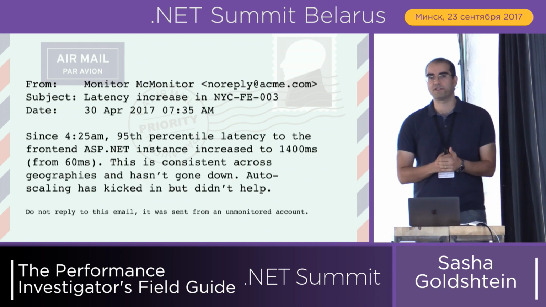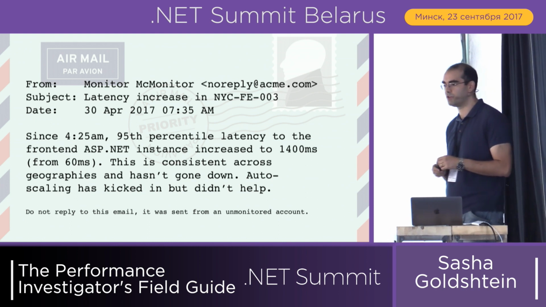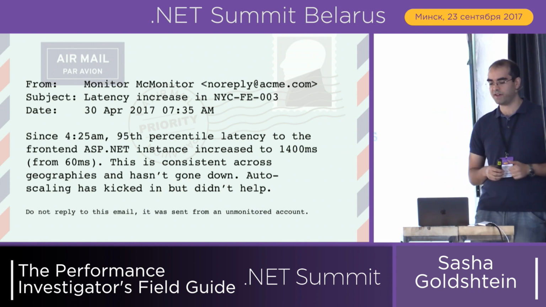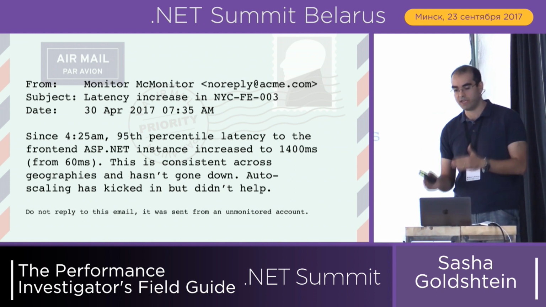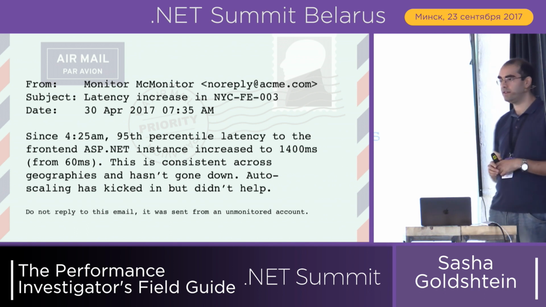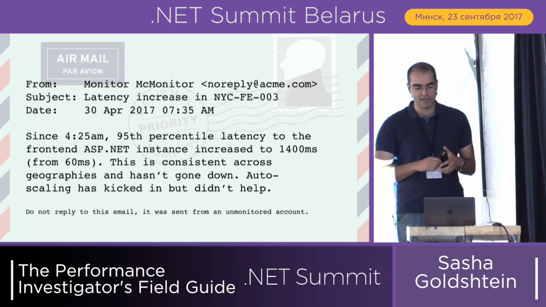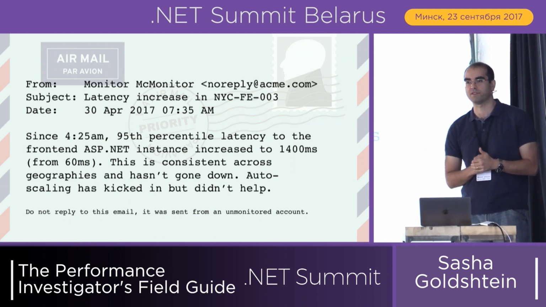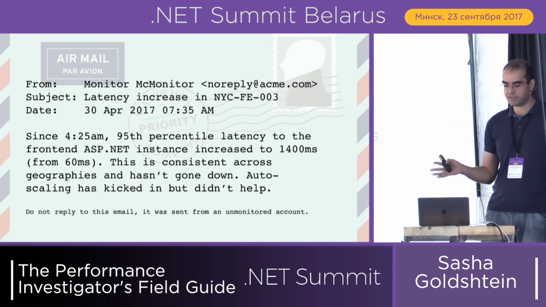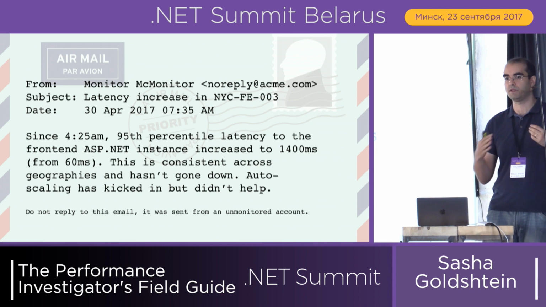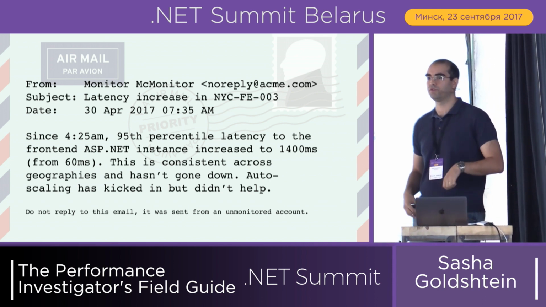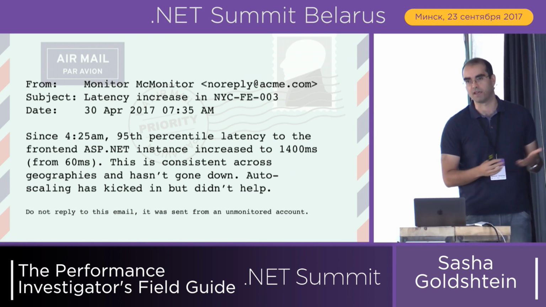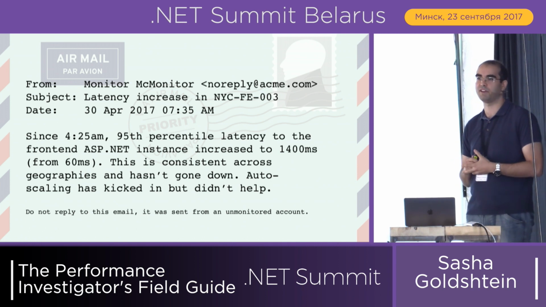Slightly more productive, here's a typical problem report from an automated system, maybe some monitoring system that you have. Since 4:25 a.m., performance has degraded. The 95th percentile, and we'll talk about percentiles a little later, has gone up to 1400 milliseconds, and it was 60 milliseconds before. It has been that way since, and we tried some things to solve it, but it didn't help. So this is the thing we want you to focus on. We need to bring the response time down for that ASP.NET application. That's a reasonably good error report.